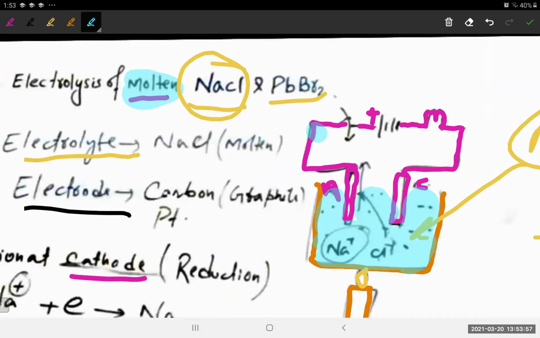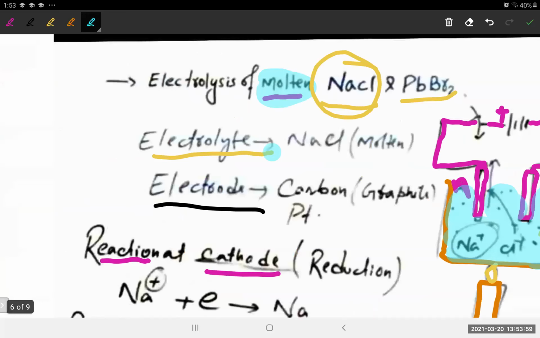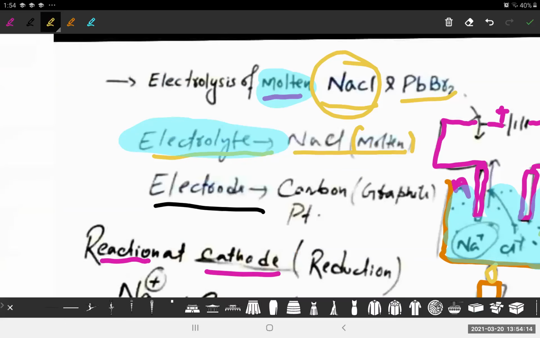So let's see the first step. In the first step, as I've already told you, we have to mention the electrolyte used. So which electrolyte have we used? We have used NaCl, which is molten. Please do not forget to mention this molten in brackets. Don't write aqueous or anything else, or just leave it by writing NaCl. Please mention the state. Okay.